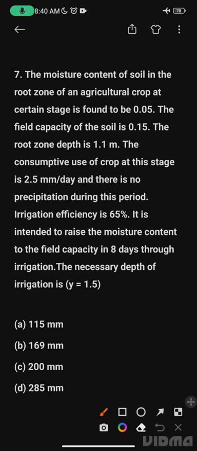It is intended to raise the moisture content to the field capacity through irrigation. The necessary depth of irrigation is, take y equal to 1.5, and options are A 115 mm, B 169 mm, C 200 mm, D 285 mm. Option D, 285 mm.